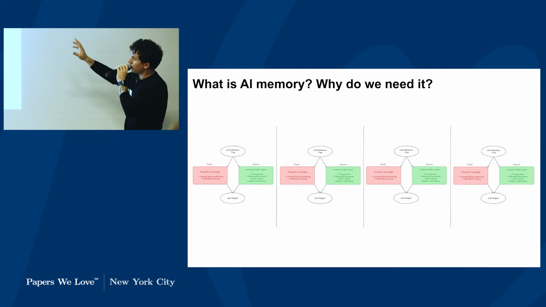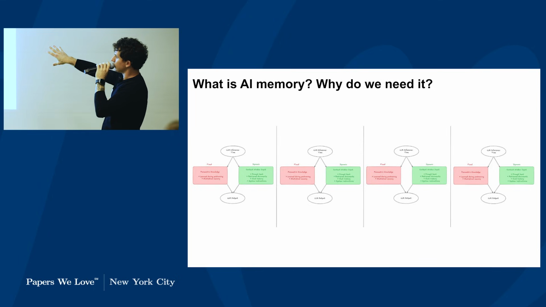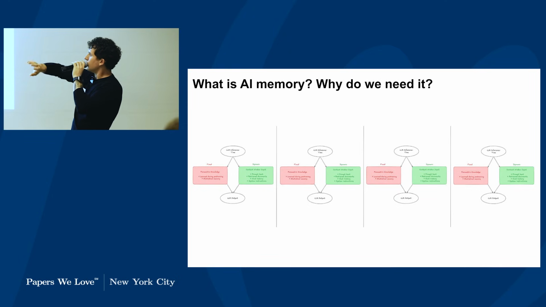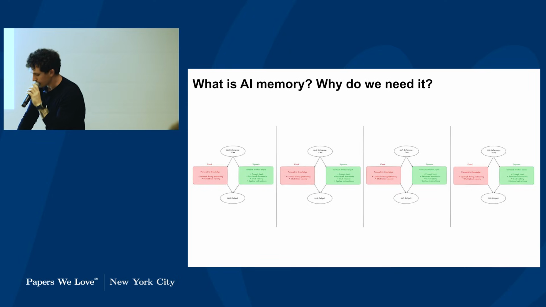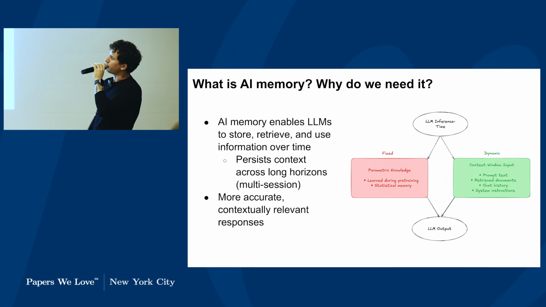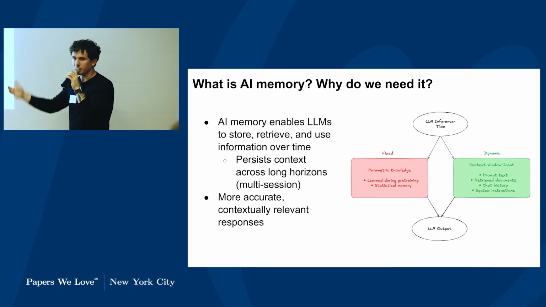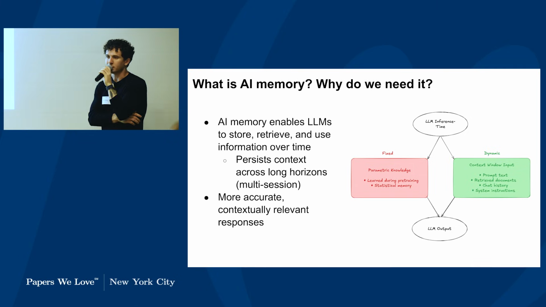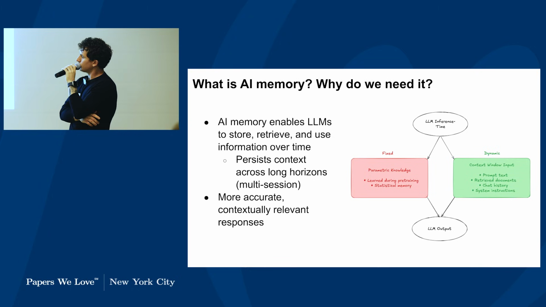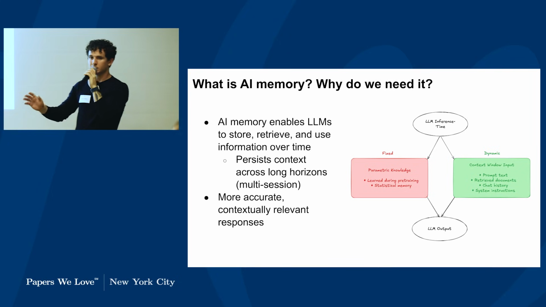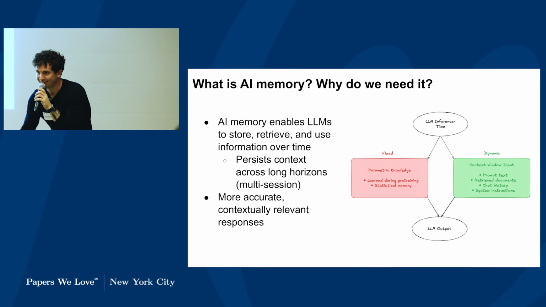And this just illustrates that further. If we had 4 calls, they are entirely discrete. They do not know that the other exists unless we start to connect the context window inputs with something like AI memory. So, like I said, AI memory enables LLMs to store, retrieve, and use information over time and persist context across long horizons, multiple sessions, multiple months, multiple years. Over time, we get more accurate, contextually relevant responses and an overall better user experience. Any questions up to this point? No? Okay.